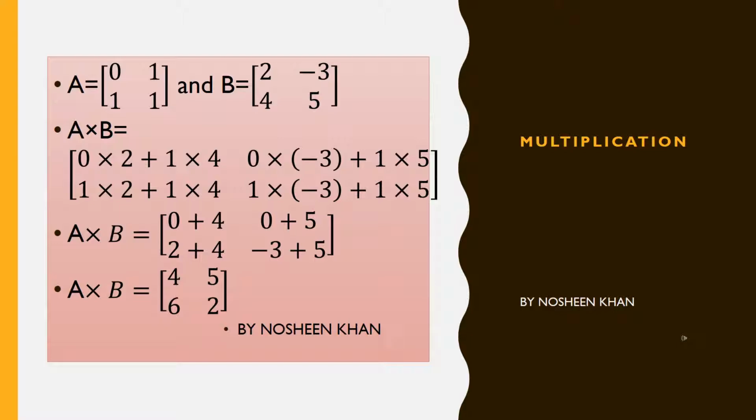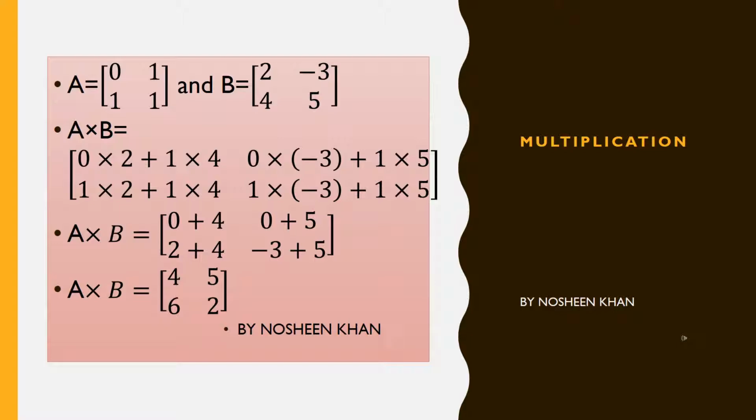Now the first row of the matrix A is 0, 1, which I will multiply to the second column of the matrix B, which is minus 3, 5. So 0 multiplied to minus 3 plus 1 multiplied to 5. And the second row of the matrix A is 1, 1. I will multiply this to the second column of the matrix B, minus 3, 5. So 1 multiplied to minus 3 plus 1 multiplied to 5.